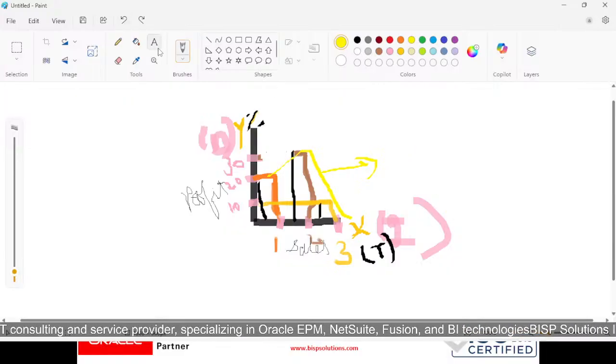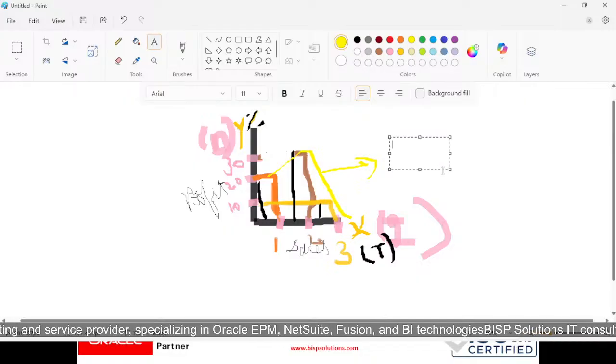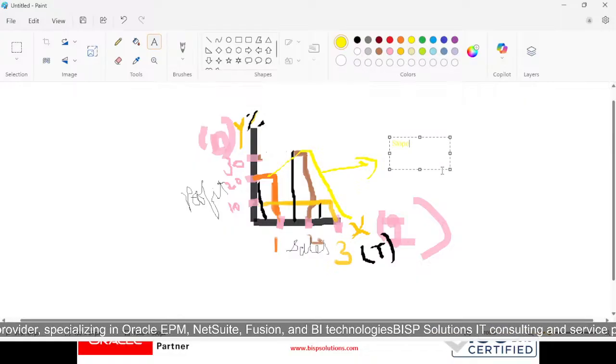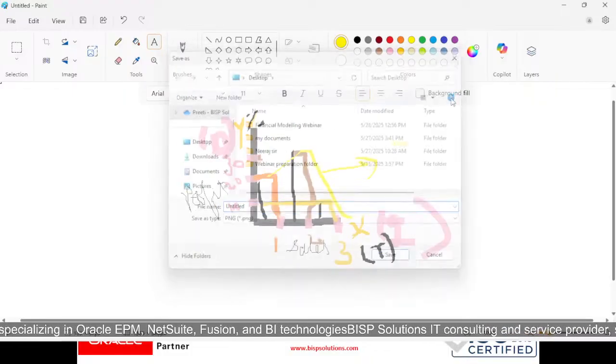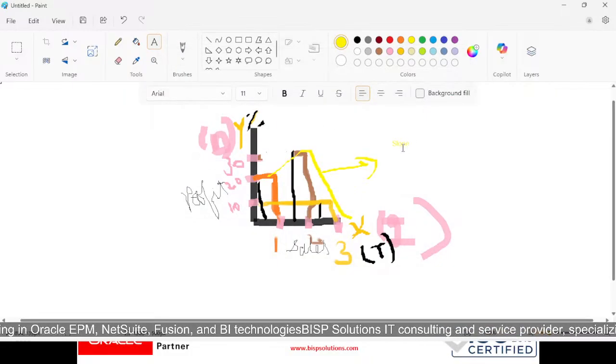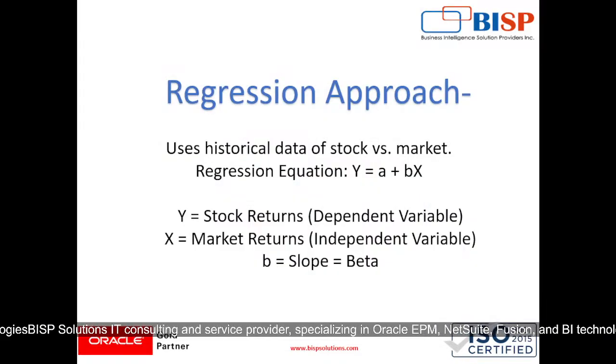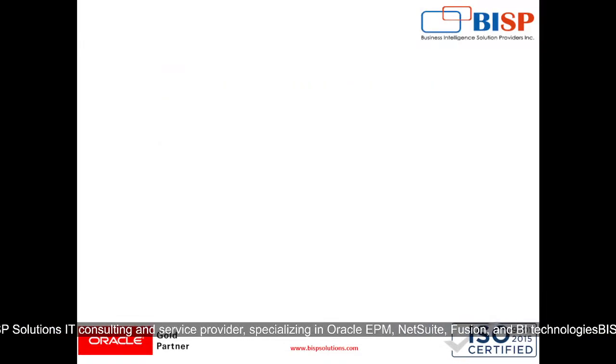So we can number it as slope. So this slope is included in our regression. So this is what our regression approach is about.